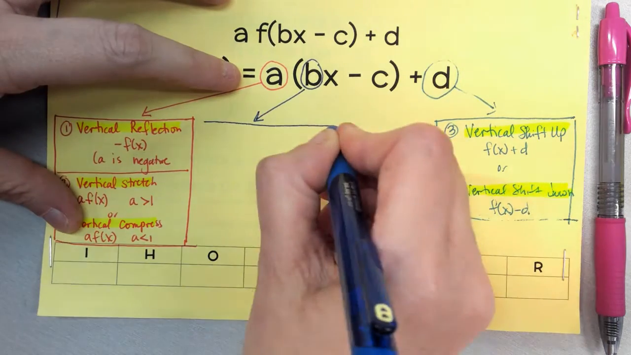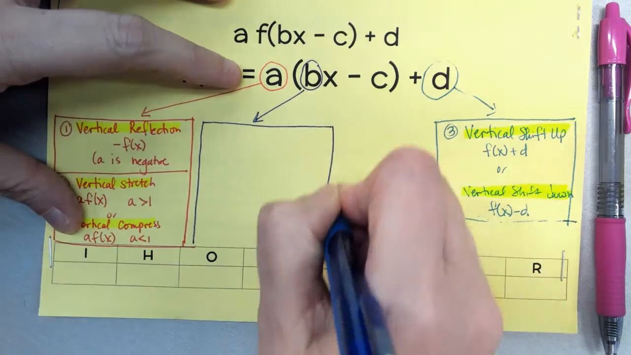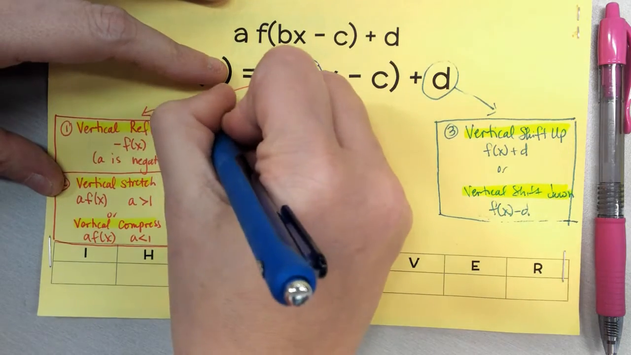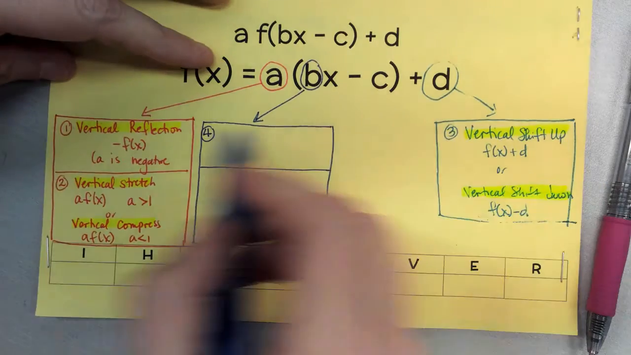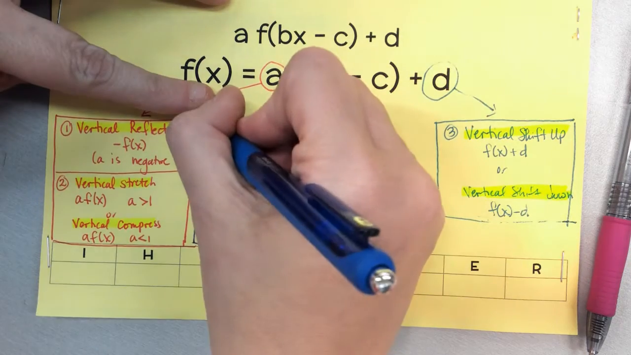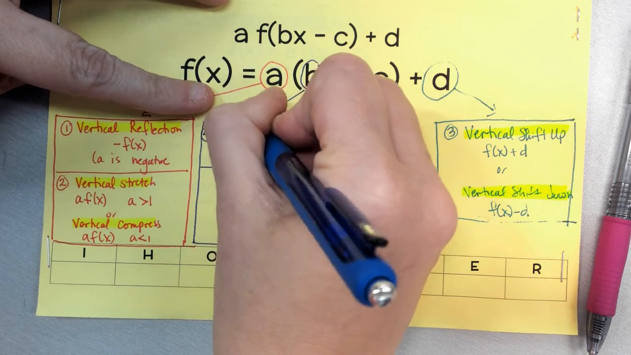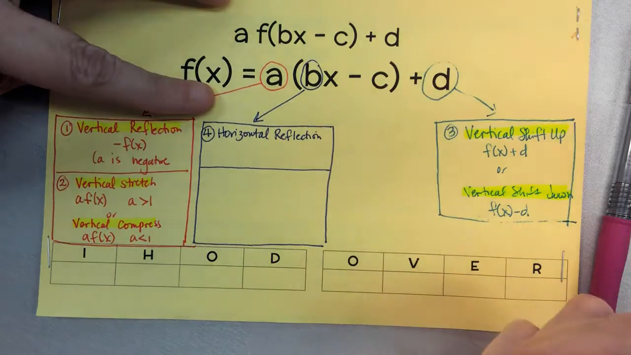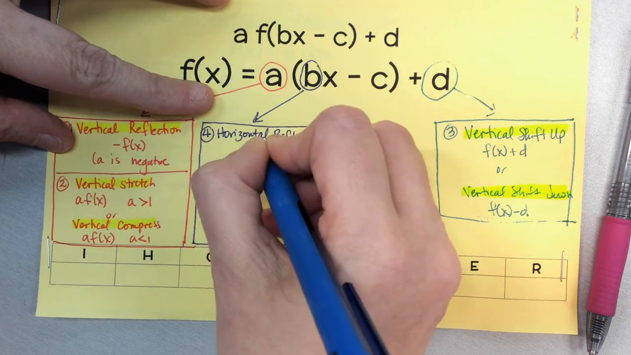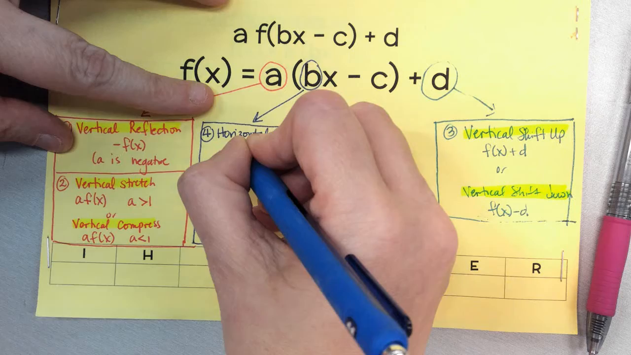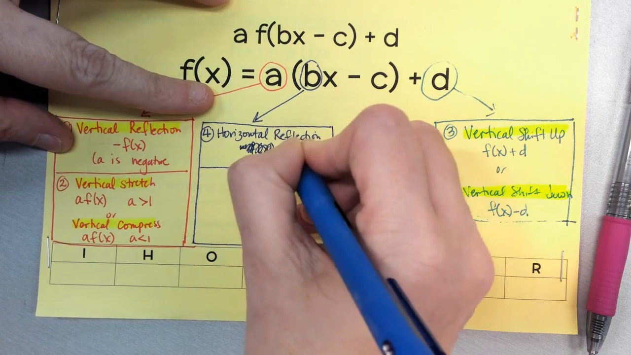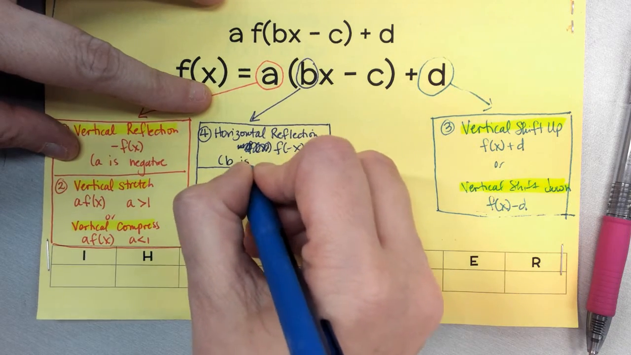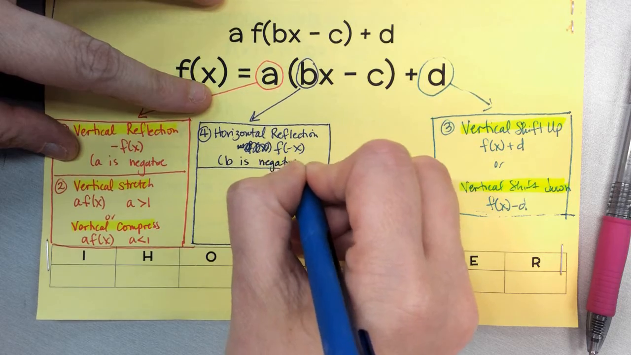So we have two possible changes in B. Okay? So we have one, I'm sorry, this would be 4, right? Because we have 1, 2, 3. This is our fourth possible change, a horizontal reflection, which is negative f of x. Oh, that's wrong. Don't judge me, or do judge me. F of negative x. Sorry about that. And in this case, B is negative.